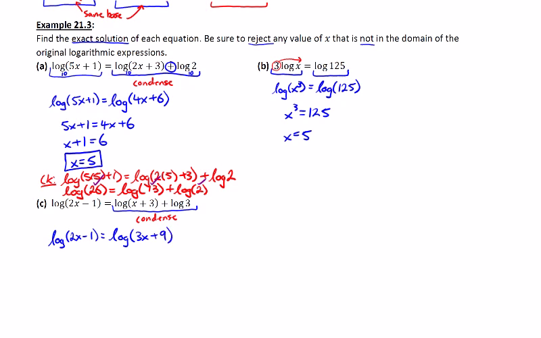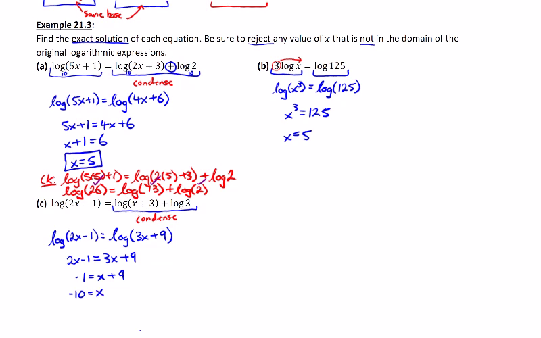They're both common logs, single log on the left, single log on the right. Let's set the arguments equal to each other. 2x minus 1 is equal to 3x plus 9. Subtract 2x from both sides to get negative 1 equals x plus 9. Then subtract 9 from both sides, and I'll end up with negative 10 is equal to x.